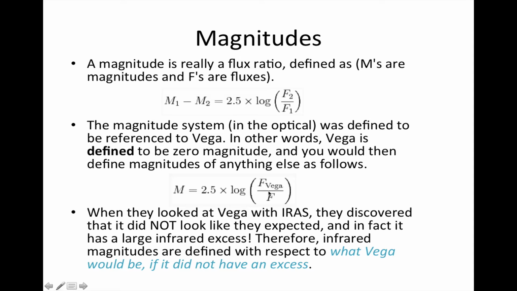Magnitudes are flux ratios. Now in the infrared it gets really complicated, because when they looked at Vega in the infrared with a satellite called IRAC, they discovered that in fact Vega doesn't look like you expect. It turns out Vega has a huge infrared excess because it has a bunch of dust around it. So it gets even more complicated because infrared magnitudes are therefore defined with respect to what Vega would be if it didn't have an excess. And that's really hard and opens the door for arguing about whose models are right. So calibration is tough. But at the end of the day, magnitudes are defined with respect to Vega.